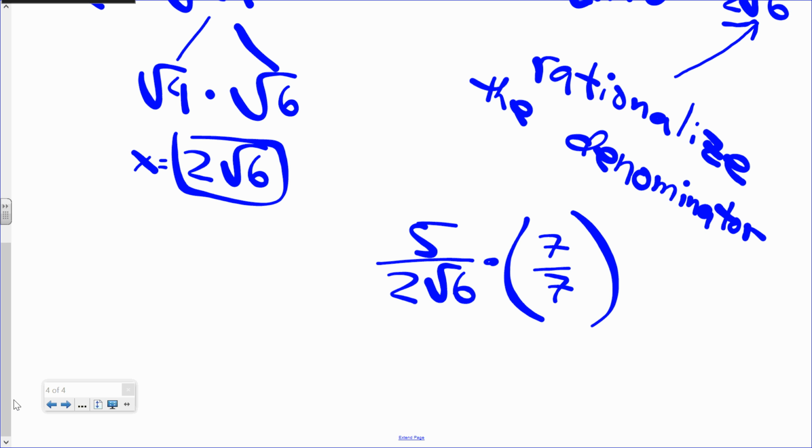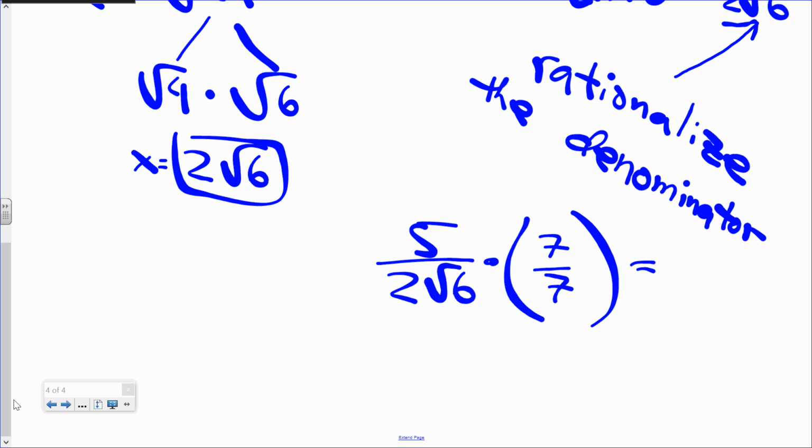So here's the mission. What form of the number 1 do I multiply 5 over 2 rad 6 by to get rid of the radical 6 on the denominator? That's the mission. Let me try 7 over 7. Let's see if it works.